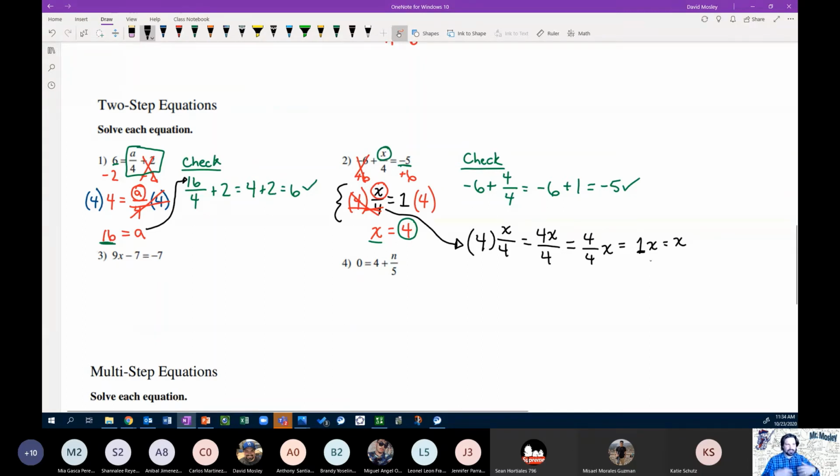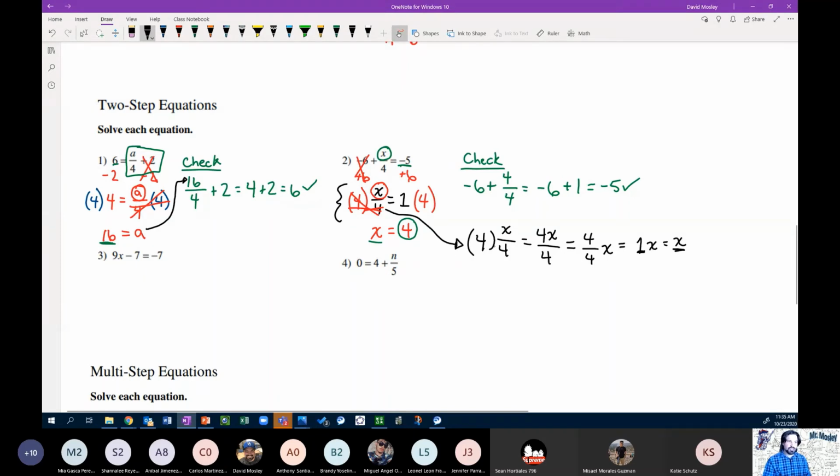So they're not equal to 0. Like when I have these 4's and they cancel, it's not because it equals 0. It's because 4 divided by 4 is 1. And so I have 1x on the left-hand side, which is what I needed. I need x, just one of them.